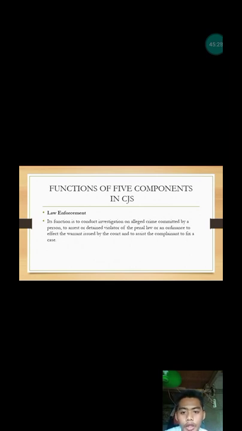First is law enforcement. Its function is to conduct investigation on alleged crimes committed by a person, to arrest or detain violators of the penal law or ordinance, to effect the warrant issued by the court, and to assist the complainant to file a case. So law enforcement, or the police, conducts investigation of crimes committed by persons, and also arrests or detains violators of penal law.